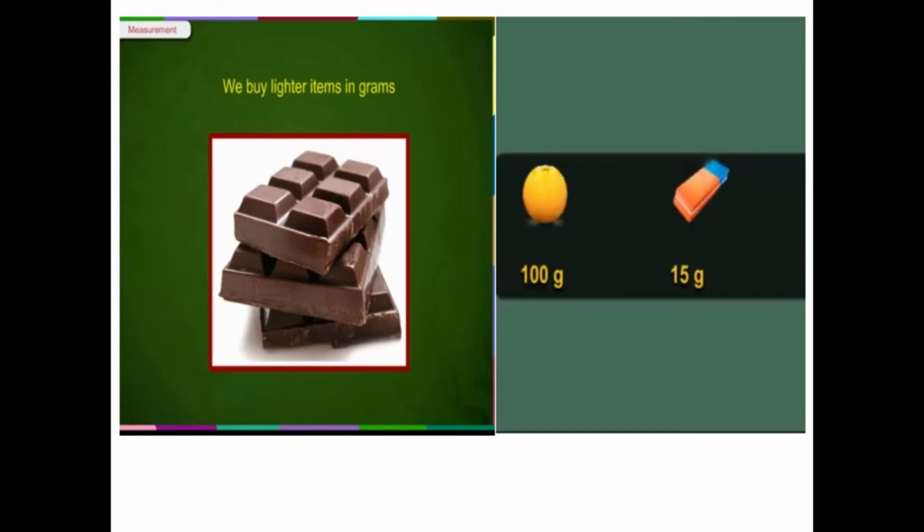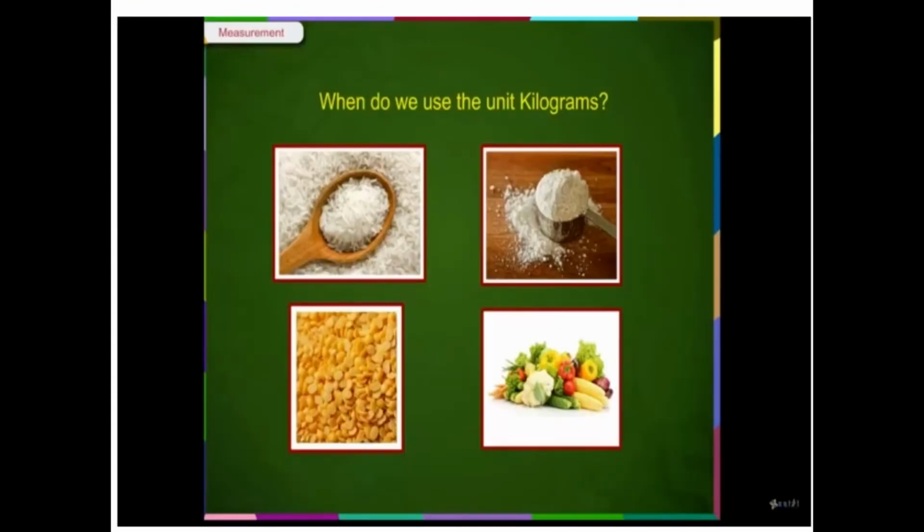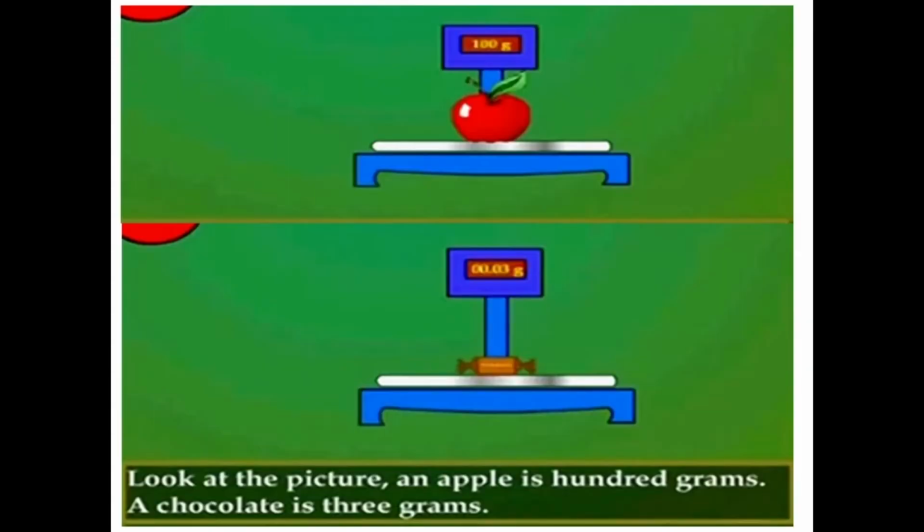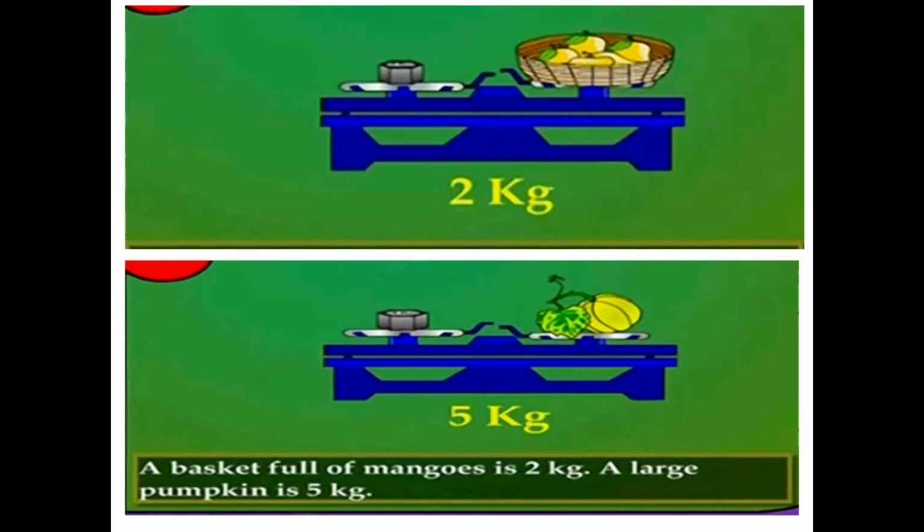We buy lighter items in grams. And heavy items like rice, atta, dal and vegetables are weighed in kilograms. Look at the picture. Here an apple is 100 gram and a chocolate is 3 gram. Here a basket full of mangoes, that is 2 kilogram, and a large pumpkin is 5 kilogram.